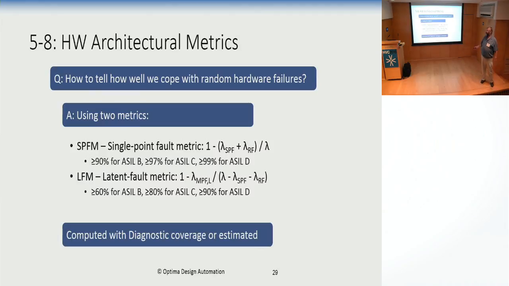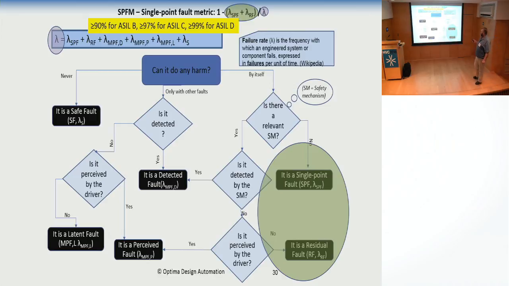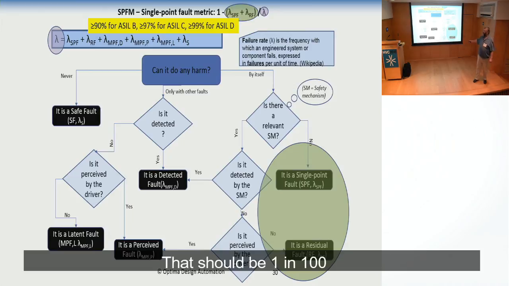So there are two metrics, the single point fault metric and the latent fault metric, which is completely illegible at this level, so I try to put it in graphs. The first is, I take how many bad faults are out of the overall faults. So I'm looking at the ratio between the faults that are critical and the overall faults in the system. For the highest level, I want it to be no more than 1 in 1,000.